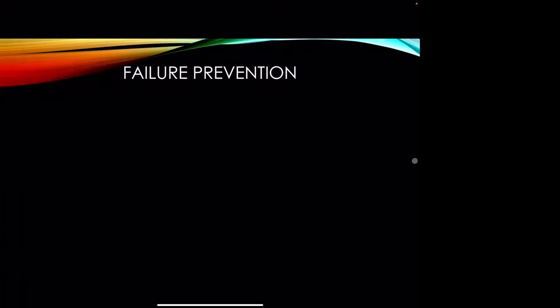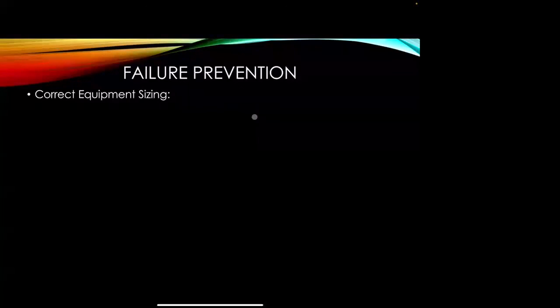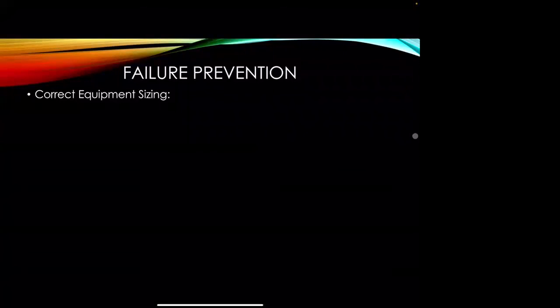Well, how do we prevent these things from happening, right? So this will be our last little bit here. Correct equipment sizing. Very key. What we want is proper load matching on that piece of equipment, that AC. We don't want that short cycling. We just talked about it. That's not good for the compressor. Usually we follow Manual J to make sure that we get the proper size for that load matching of the equipment for the home.